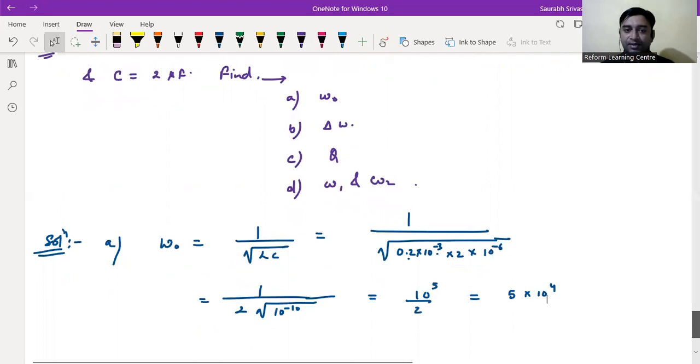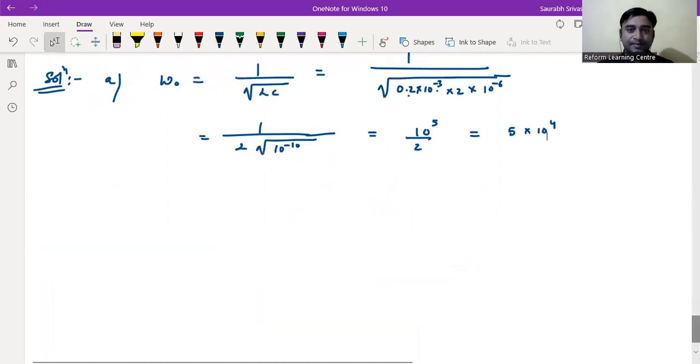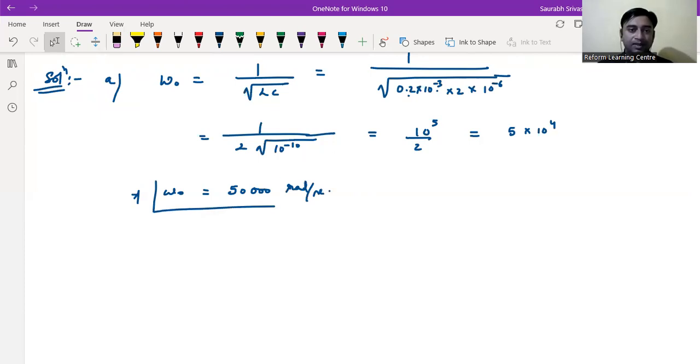The resonant frequency is 50,000 radian per second. Omega naught is 50,000 radian per second.